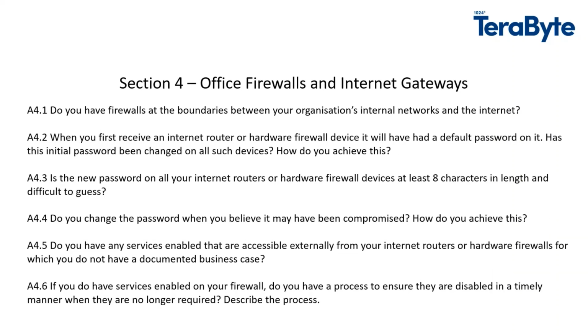So section 4, office firewalls and internet gateways. These are the hardware devices that connect your office to the internet. Do you have firewalls at the boundaries between your organizational internal networks and the internet? If you're a home user, you'd have a BT Hub or Virgin Media Box, and that would be your boundary firewall. If you're in a main office, you've probably got your own firewalls, maybe like Cisco, Meraki, or Juniper, things like that. If you're in a managed service office, you should have your own firewall within your office, which then goes to the managed service one.